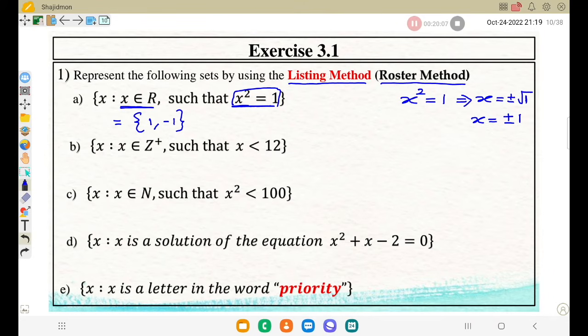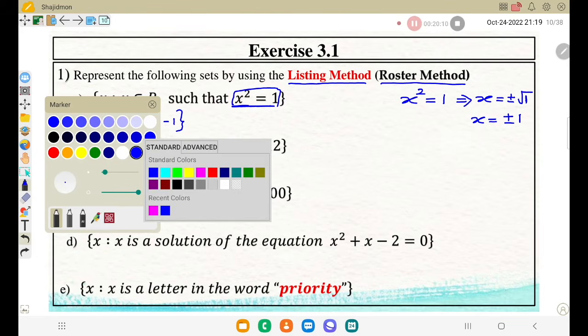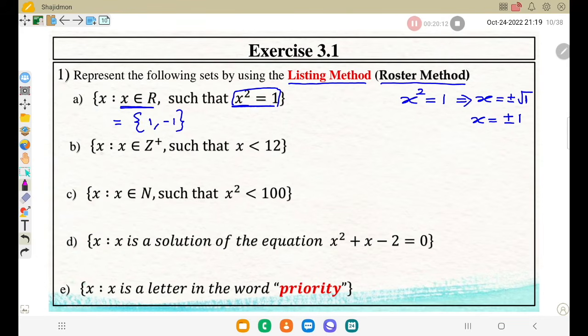Okay, so for part B of the question, we have the set of all x such that x belongs to Z plus. What is the set Z plus? Z plus means positive integers, correct? So what are the positive integers? 1, 2, 3, 4, 5, 6, 7, 8, 9, 10, 11, 12, 13, 14, like that it is going. Only positive integers.